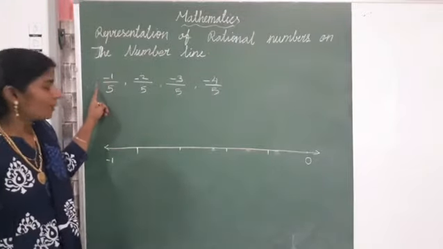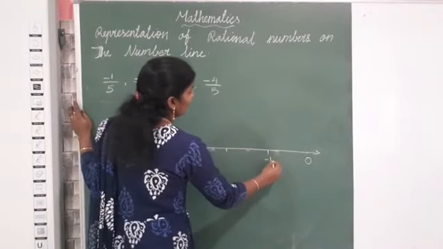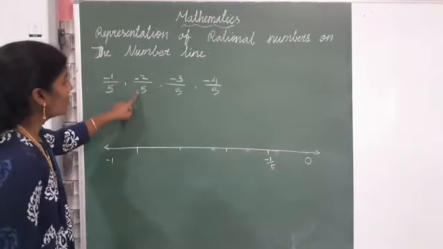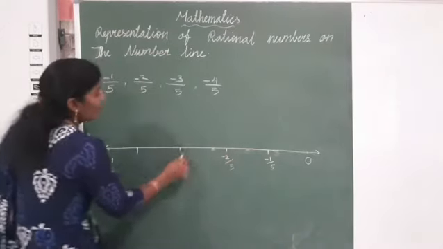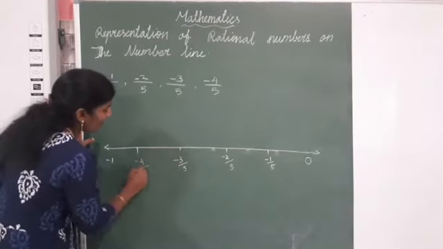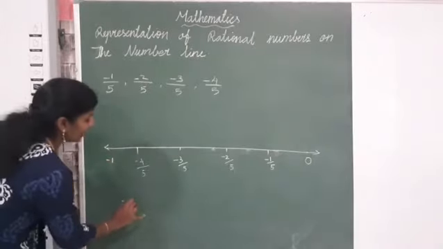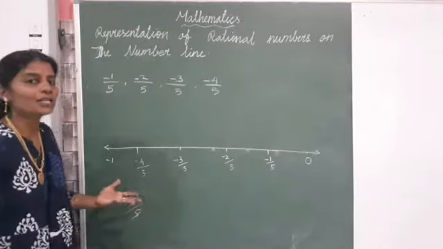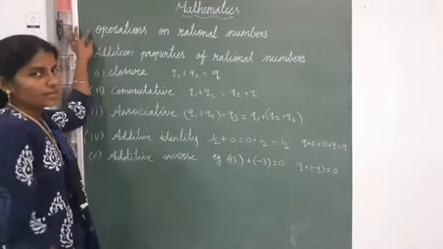Now here, minus 1 by 5, then minus 2 by 5, then minus 3 by 5, then minus 4 by 5. Next one we will get minus 5 by 5. Isn't it? Minus 5 by 5 means minus 1 by 1, which is equal to minus 1. Already we have minus 1. Isn't it? Clear? Next one.